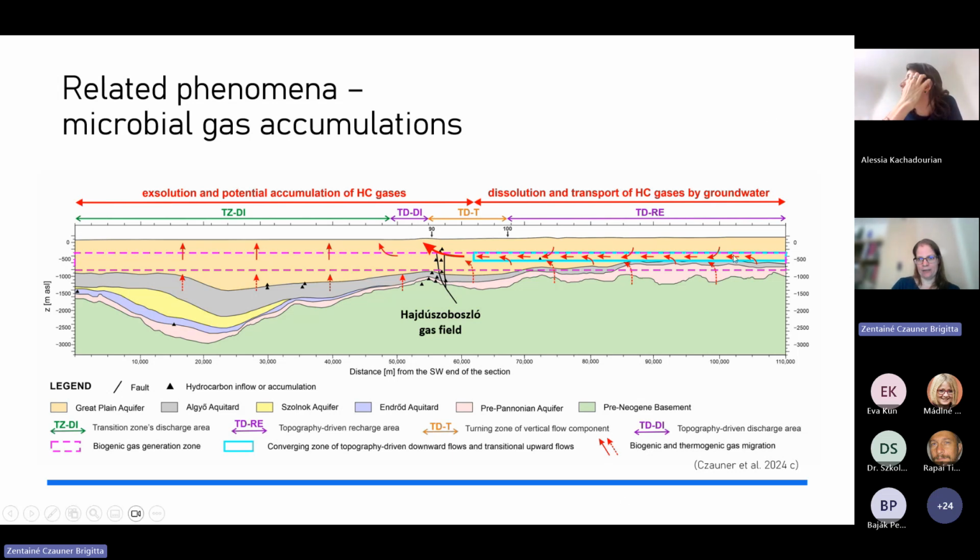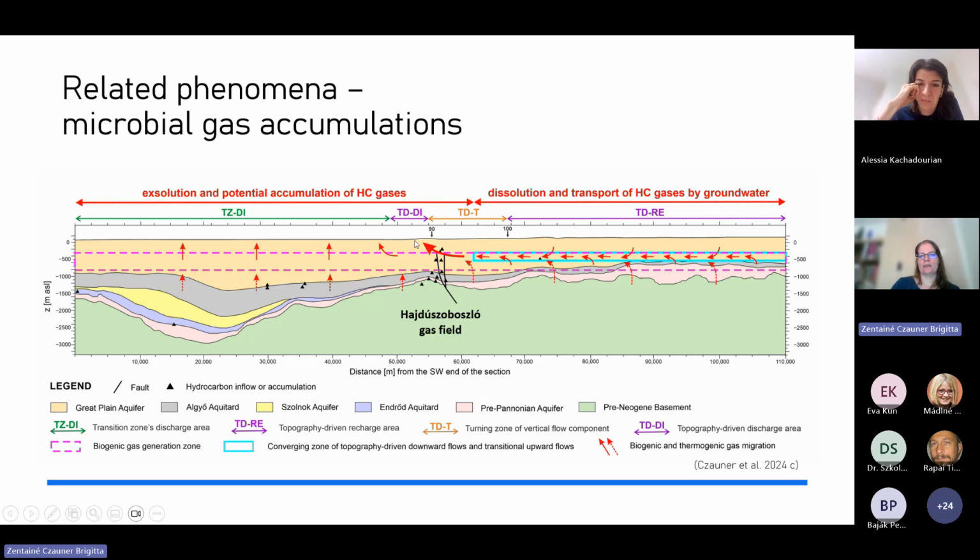Here you can see this blue rectangle shows us the main microbial gas generation zone in the basin, which actually covers that zone where the topography-driven downward flows meet with the transition zone's upward flows. And in this zone, the vertical flow directions turn to horizontal or lateral flow direction towards the southwest.